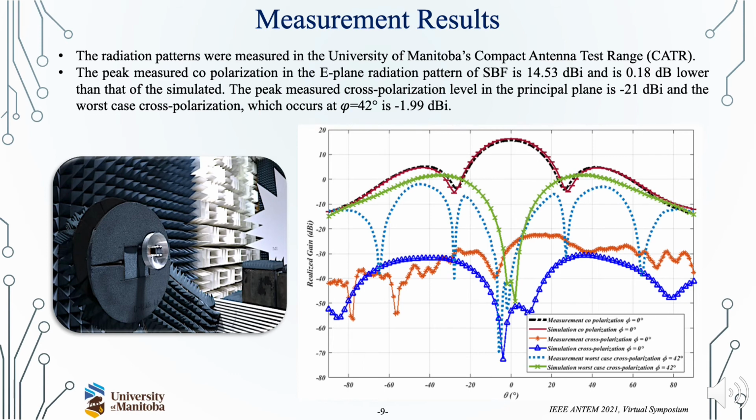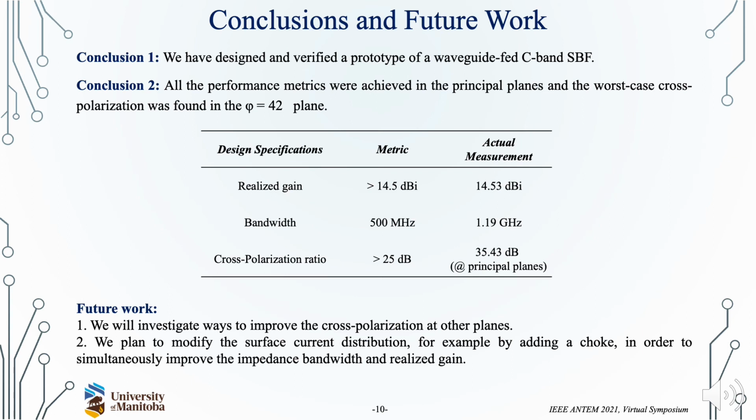As you see, the peak measured copolarization in the E-plane radiation pattern of the short backfire antenna is 14.53 dBi and is 0.18 dB lower than that of the simulated. The peak measured cross-polarization level in the principal plane is -21 dBi, and the worst-case cross-polarization, which occurs at the diagonal plane, or more precisely at phi equal 52 degrees, is -1.99 dBi.